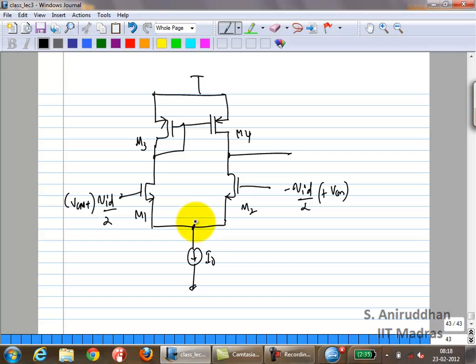So we know what these two currents are. What is the output current? GM VID. So you have GM VID by 2 flowing through this. What is this current? GM VID by 2. And you have minus GM VID by 2 flowing like this, so you have GM VID by 2 flowing upwards, which means that the total output current is GM VID.